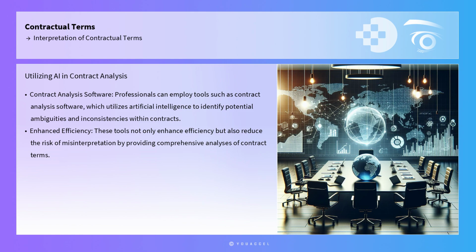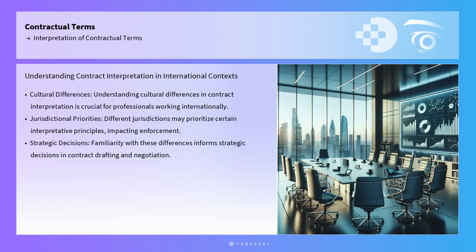Moreover, professionals can employ tools such as contract analysis software, which utilizes artificial intelligence to identify potential ambiguities and inconsistencies within contracts. These tools not only enhance efficiency, but also reduce the risk of misinterpretation by providing comprehensive analyses of contract terms. In addition to these tools and frameworks, understanding cultural and jurisdictional differences in contract interpretation is crucial for professionals working in international contexts.